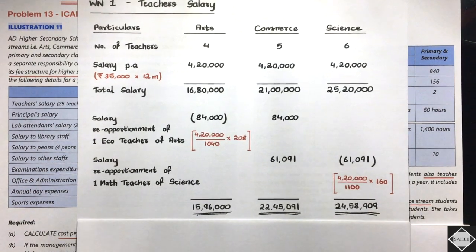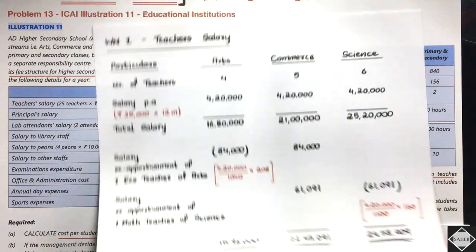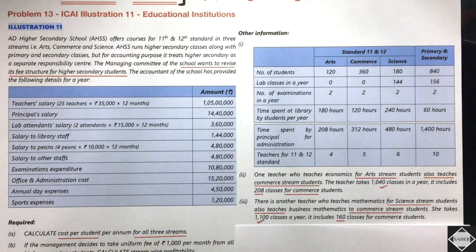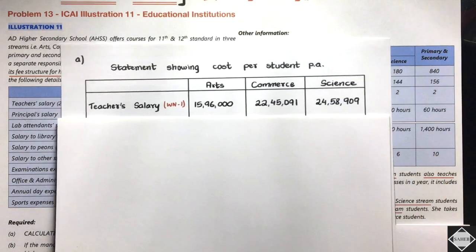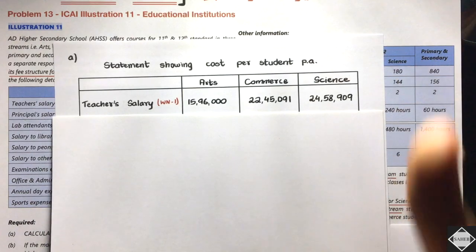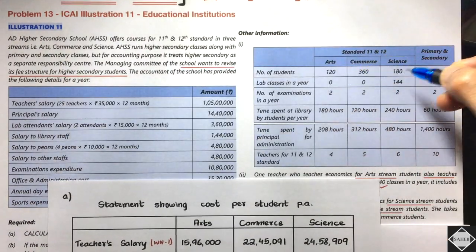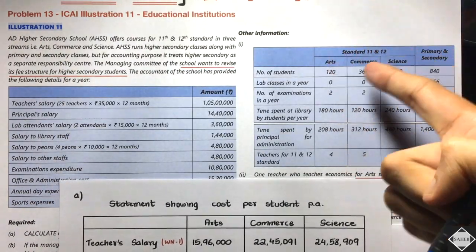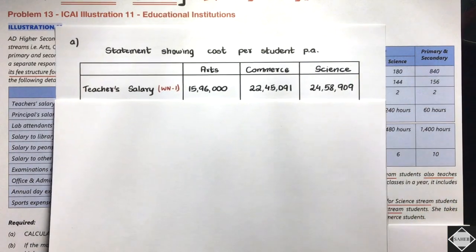Is this clear? Simple. Now you will just copy and paste this in the main solution. All right, let me just show you the main solution. We'll start with the first requirement. As I told you, we are calculating the numerator, total cost. We already have the denominator, but we don't have total cost for arts, commerce and science. That's what we are calculating over here.